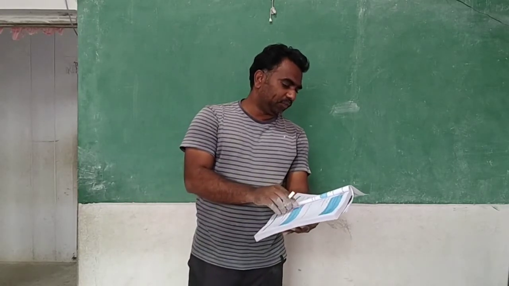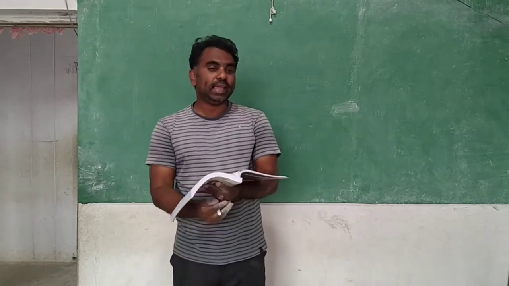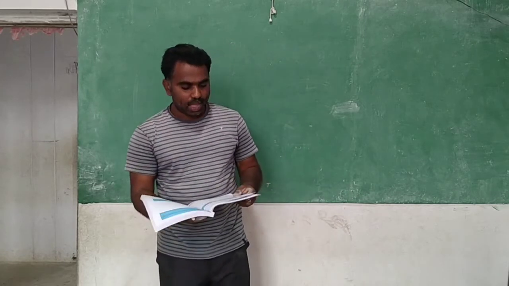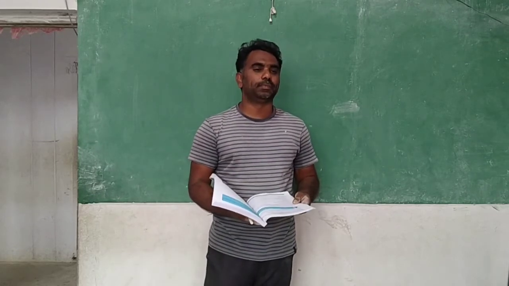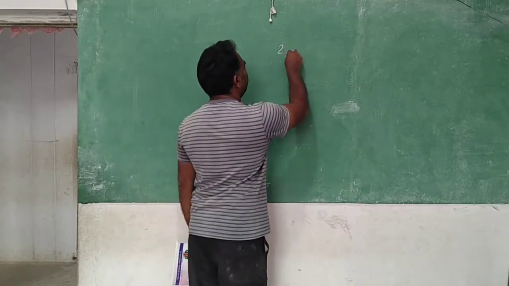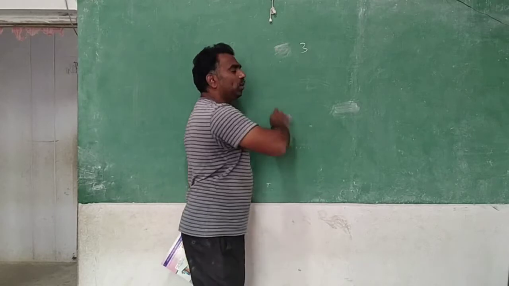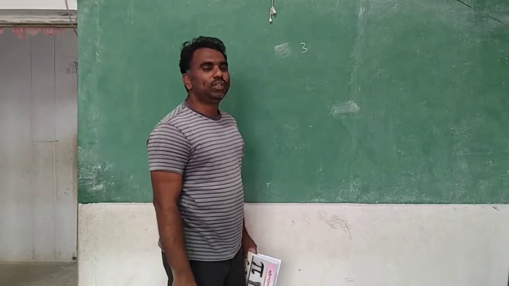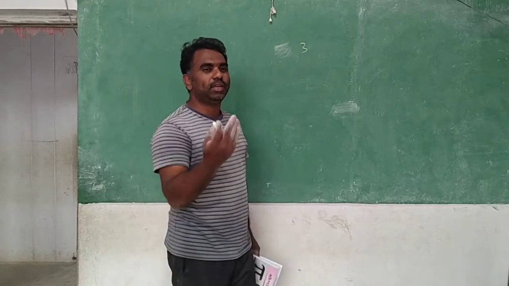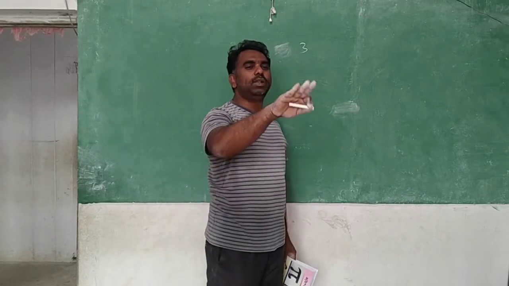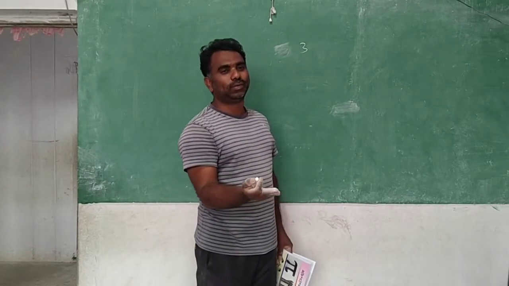On page number 54, again there is one, try this. Take any 5 integers and make all possible rational numbers with them. 5 integers. You see, this is one integer. 3 is an integer. How do you write it as a fraction? You know that a fraction is in the form of p by q.